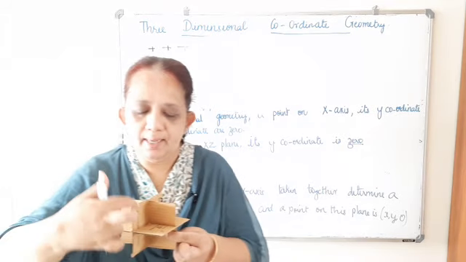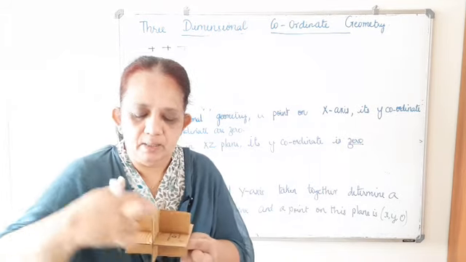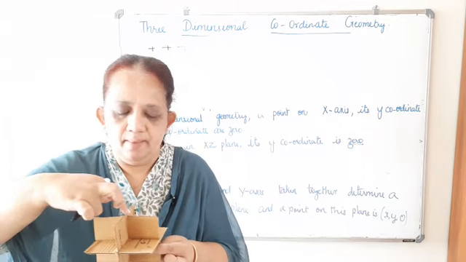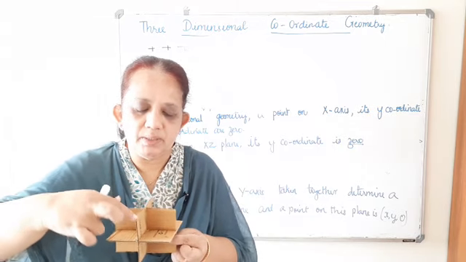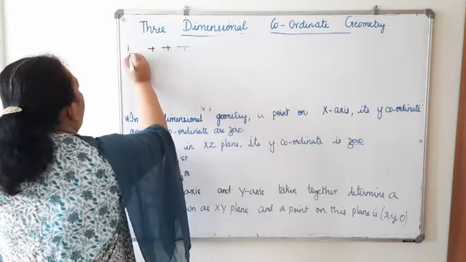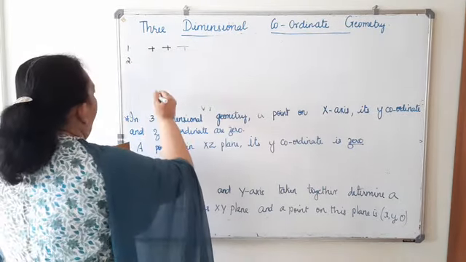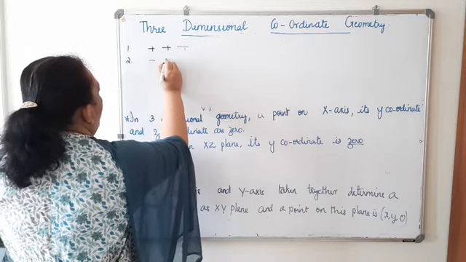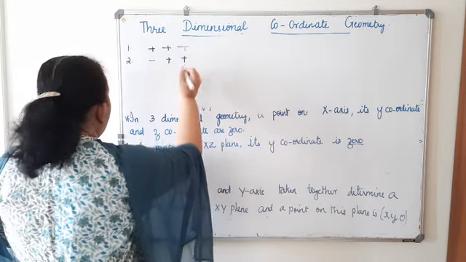When you come to the second octant, x is negative because this is X dash. This is negative, y is positive and z is positive. So, second one, x is negative, y is positive and z is positive.